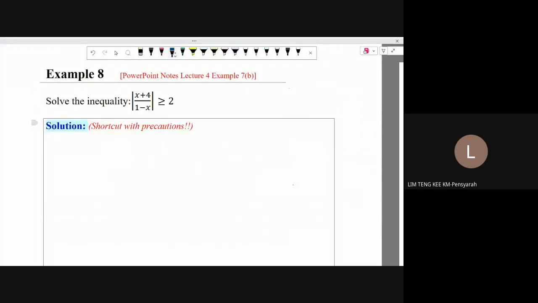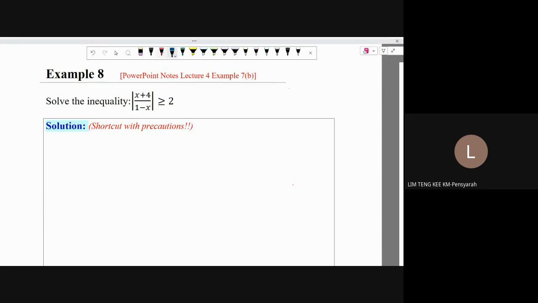Okay, in this video we're going to review example 8 in the notes, where we have the question: solve the inequality modulus of (x plus 4) over (1 minus x) is greater than or equal to 2. If you refer to the previous solutions, you will find that it is quite long and tedious. So in this video we're going to produce another method which is shorter, but make sure you realize the precautions in this case. So this is the shortcut with precautions to take note of.